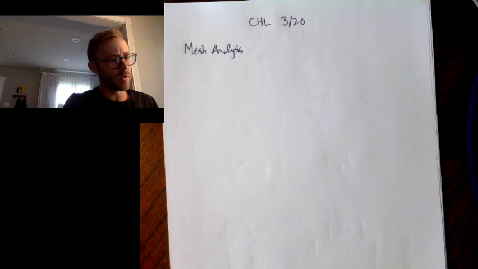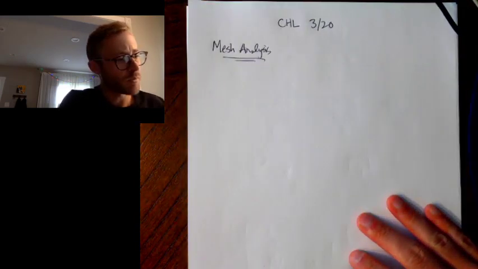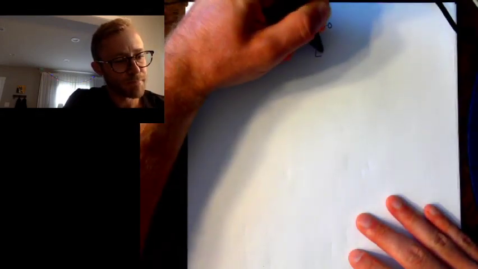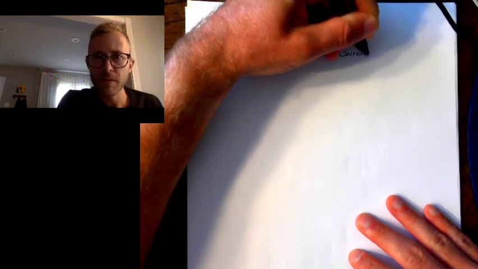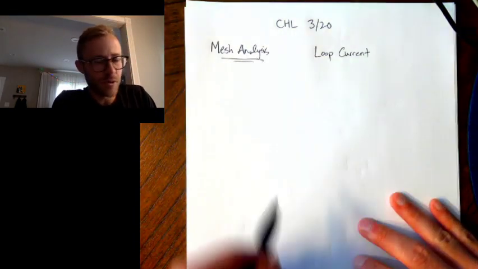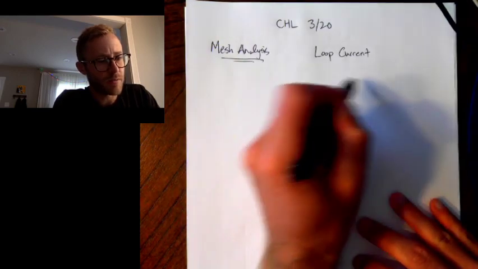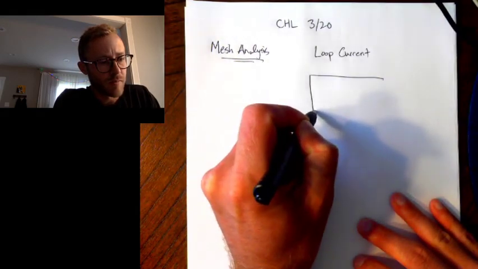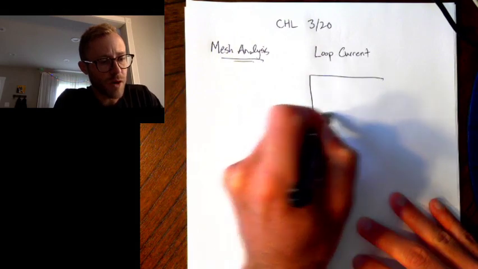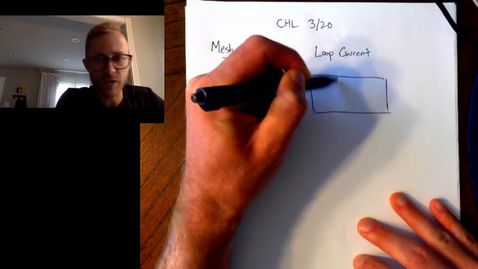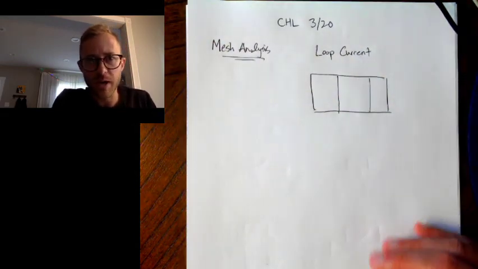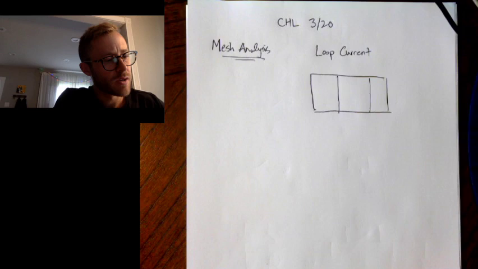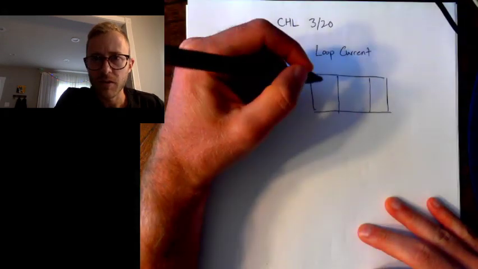So, what we have to get used to is something that's a little bit weird. It's something called a loop current. Let's suppose we have, I don't know, 3 loops of wire here. I don't care about resistors or batteries or whatever. I'm just going to say that there are 3 loop currents in them.